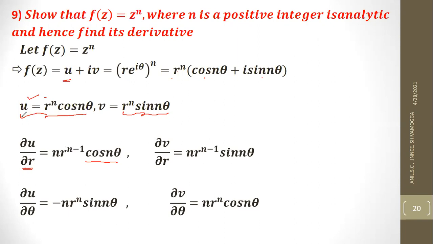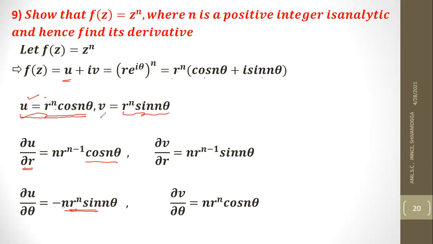Next, again differentiate the same function u partially with respect to theta. That derivative is denoted by del u by del theta. Here r power n is a constant. Keep it as it is. Derivative of cos n theta with respect to theta is minus sin n theta, and that of n theta partially with respect to theta is n. Therefore, minus n into r power n into sin n theta. This is the partial derivative.